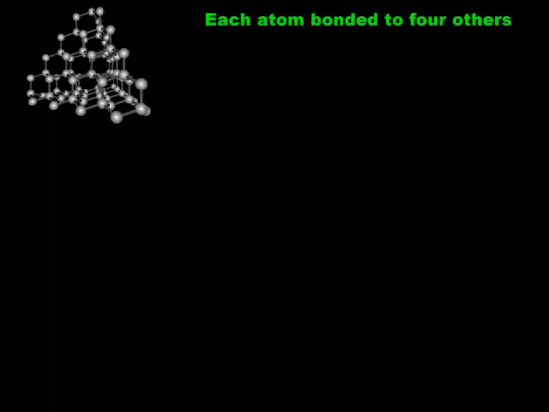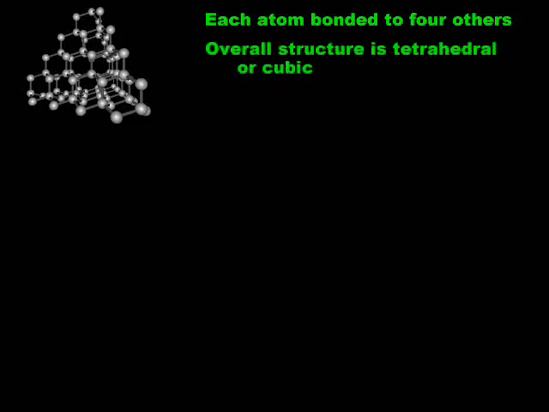Let's take a moment to review. In the diamond structure, each carbon is connected to four others in a tetrahedral arrangement. The resulting structure can be viewed as tetrahedral or cubic depending upon your perspective. Diamond is a network covalent solid, which means that it has covalent bonds that extend throughout the structure in three dimensions.